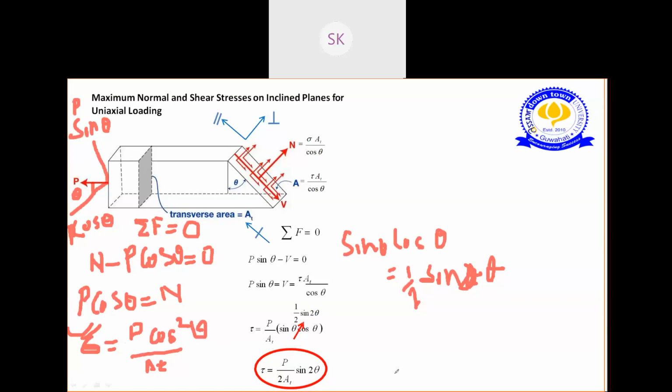I hope these two derivations are clear to you all. Ma'am, yes, that P sin theta equal to V and minus, equal to tau A, that line. Okay, this line. Let me erase.